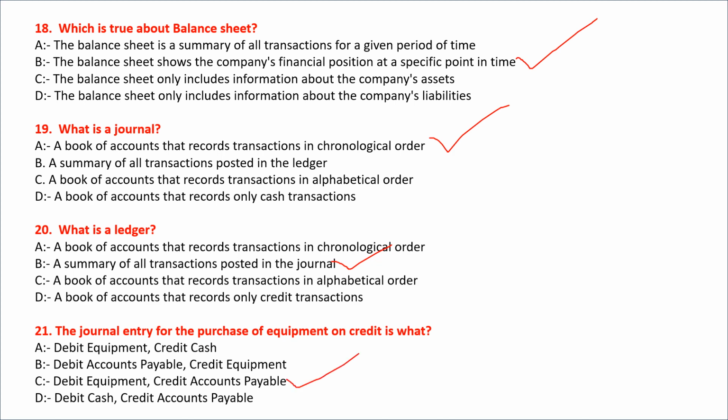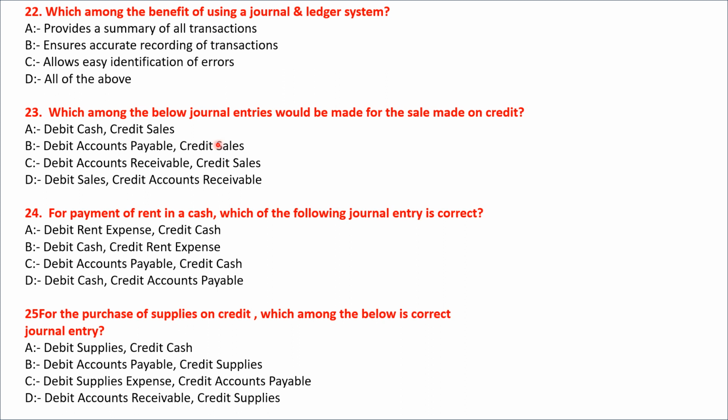Let's see the next question. Which among the benefit of using a journal and ledger system? The options are: provides a summary of all transactions, ensures accurate recording of transactions, allows easy identification of errors, and all of the above. So the right answer will be option D, all of the above.